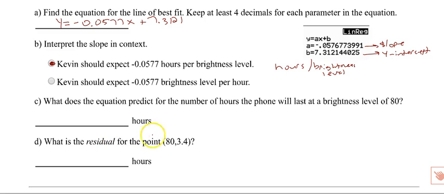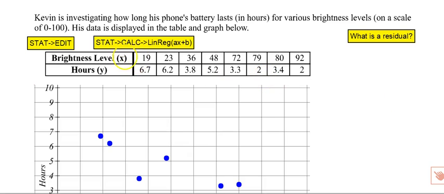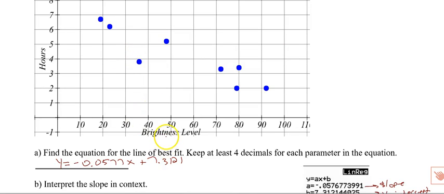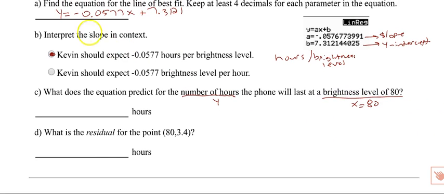Okay, what does the equation predict for the number of hours the phone will last at a brightness level of 80? Now again, if you go back up in the context, brightness level is x. And I can even see that it's labeled on the x-axis. So this is x equals 80. And it says, what does the equation predict for the number of hours? That's y. So really this is saying plug x equals 80 into your equation. So my equation is up here. So I'm going to plug x equals 80 in.